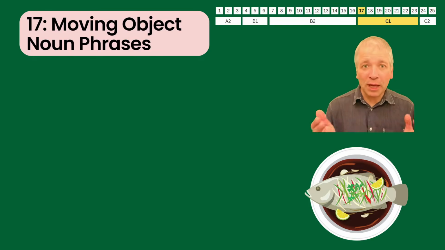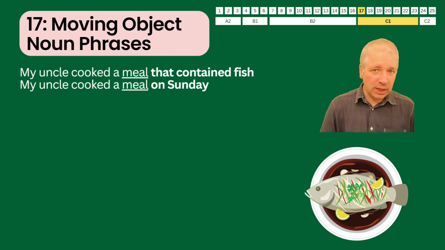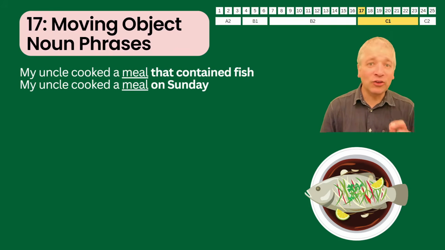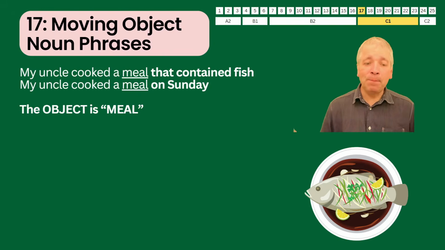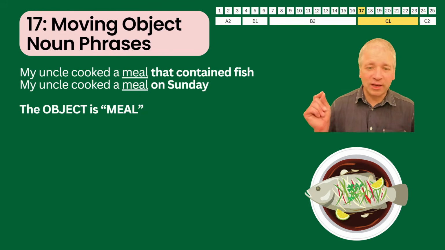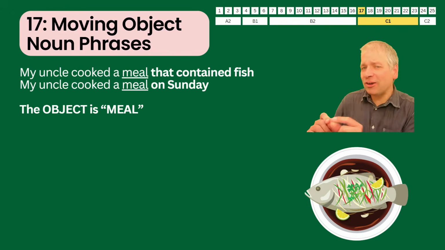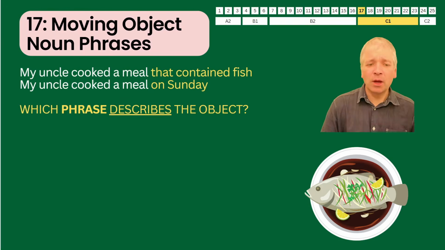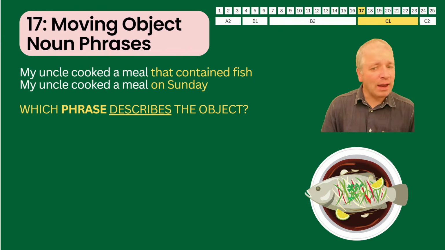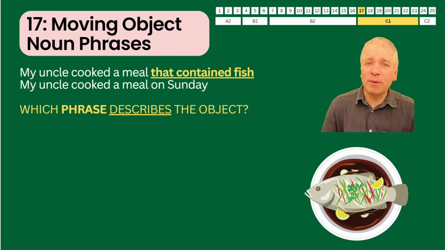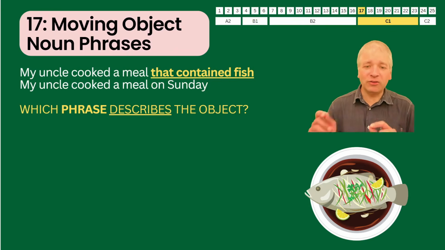17 is moving object noun phrases. Look at these two sentences here. My uncle cooked a meal that contained fish. My uncle cooked a meal on Sunday. Now, in both sentences, the object is meal, but we have different information coming after the meal. Which phrase describes the object here? Is it that contained the fish or on Sunday? Well, the phrase that describes the object is that contained the fish.